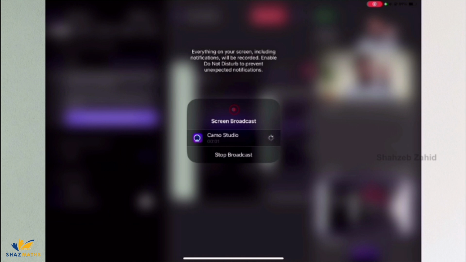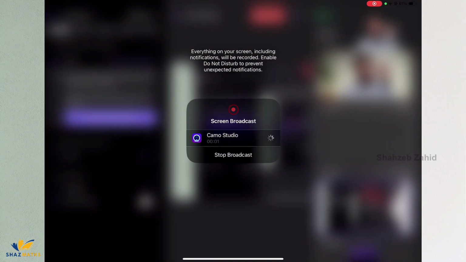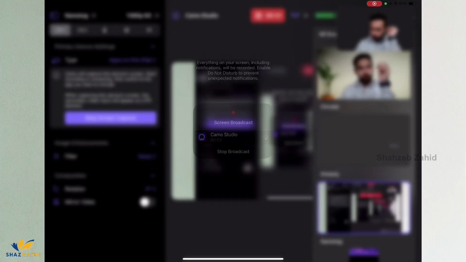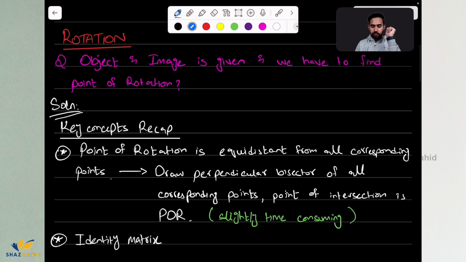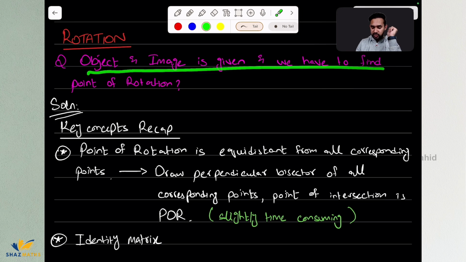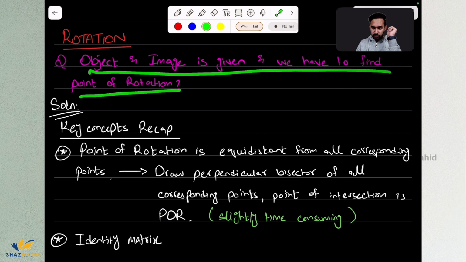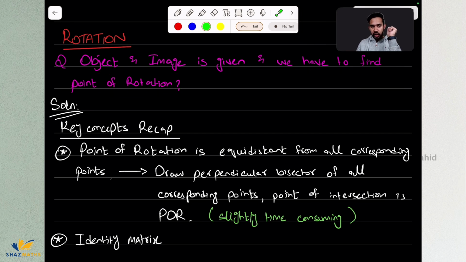Now for rotation, we do know there were two key concepts. The first one was whenever the object and image is given, and we have to find the point of rotation, right? What do we do in such a scenario? So this is what I've just stated. The concept number one was object and image is given and we have to find the point of rotation. Now, what was the concept? How do we approach such a problem?